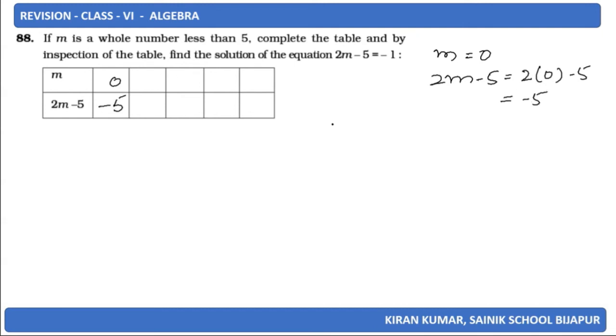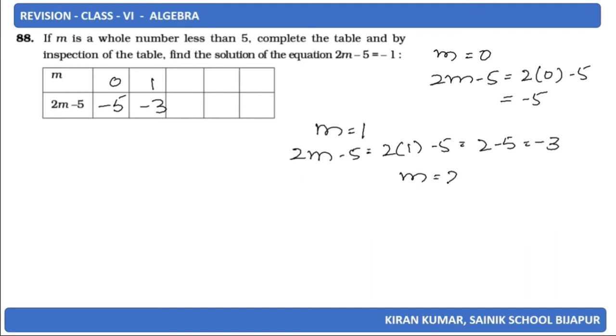If you are taking m value to be 1, then 2m minus 5 will be equal to 2 times 1 minus 5, which is 2 minus 5. This is equal to negative 3. If the value of m is taken to be, say, 2, 2m minus 5 will be equal to 2 times 2 minus 5, which is 4 minus 5, nothing but negative 1.